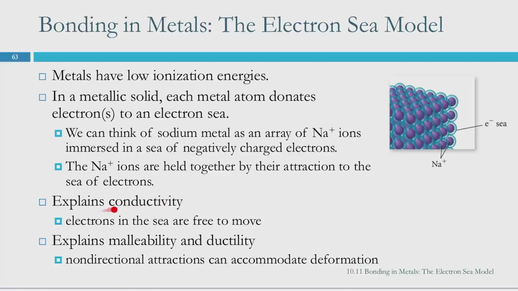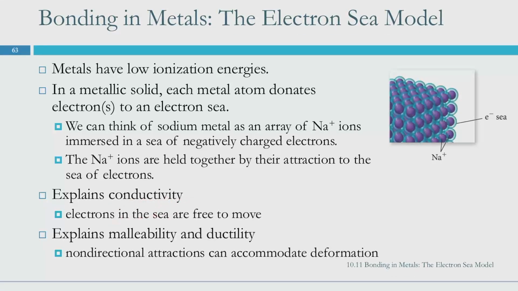It explains the conductivity. Since the electrons are free to move, they're not stuck, they're not localized on one particular metal center. They can move freely, and so electrons can travel through wires, which is how we typically think of conductivity. It also explains their malleability, their ability to be bent, and their ability to be drawn into wires, ductility.